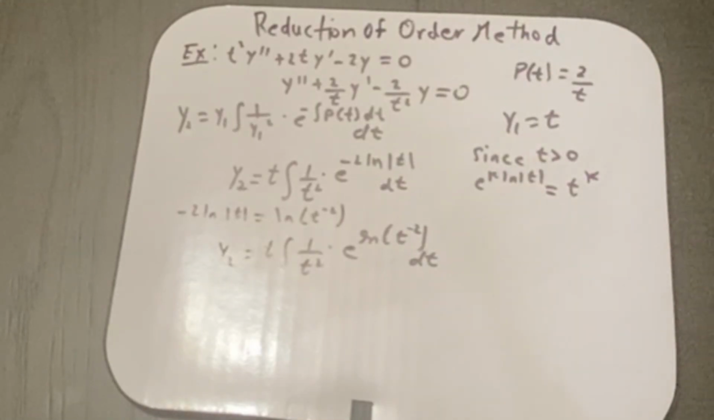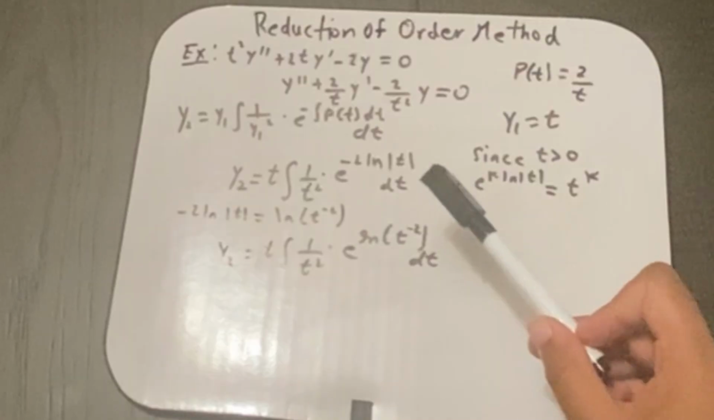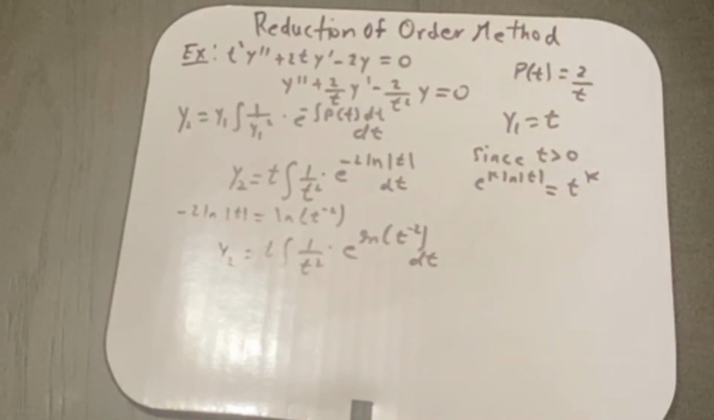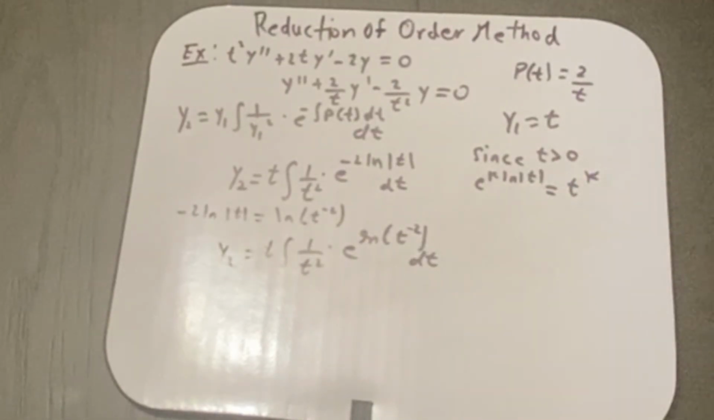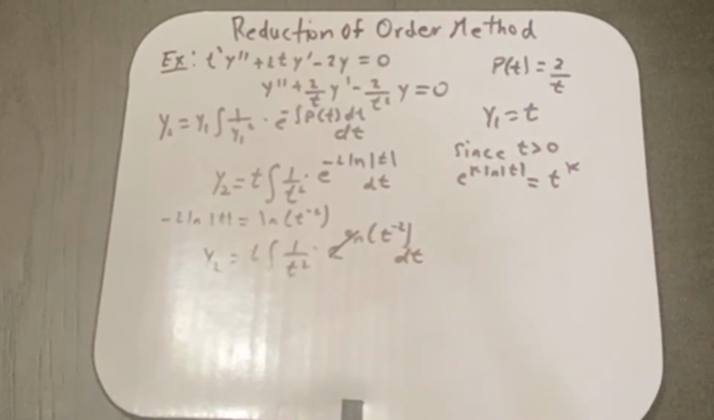So like I said, according to our condition, since t is greater than 0, we have t to the power k, and in our case, when we simplified the negative 2 ln of t, we get ln times t to the power negative 2. And once we substitute that into our formula, we can see that e to the power ln is just going to cancel out, because they're inverses of each other. So we can cancel this out, e and ln.